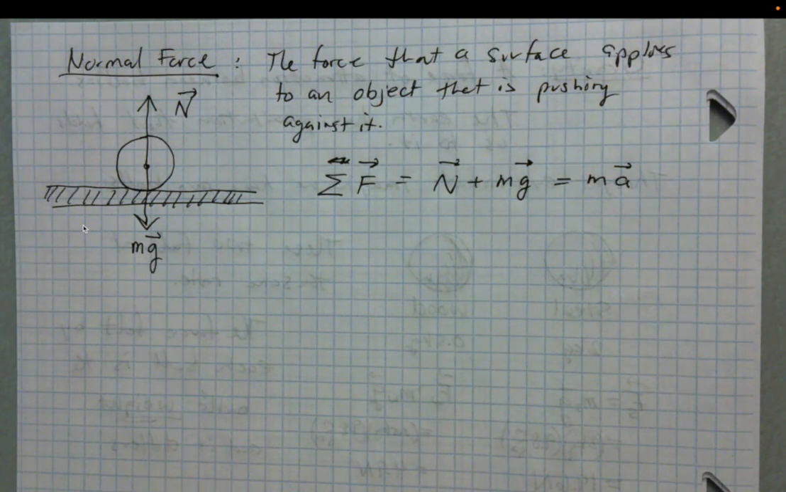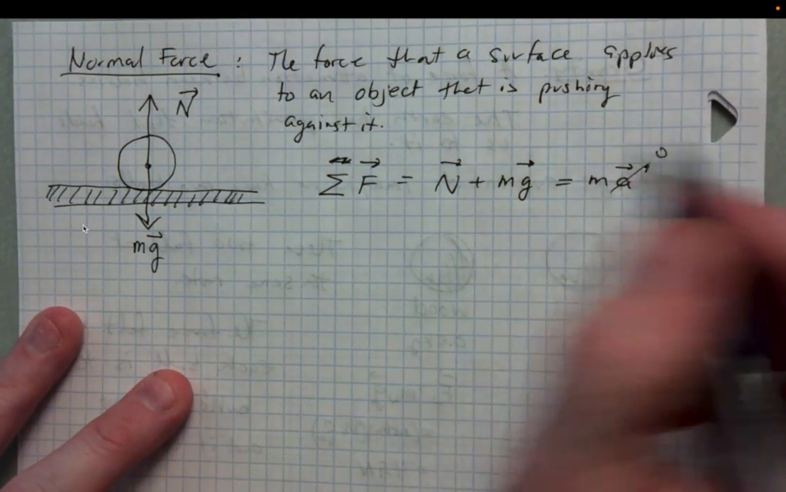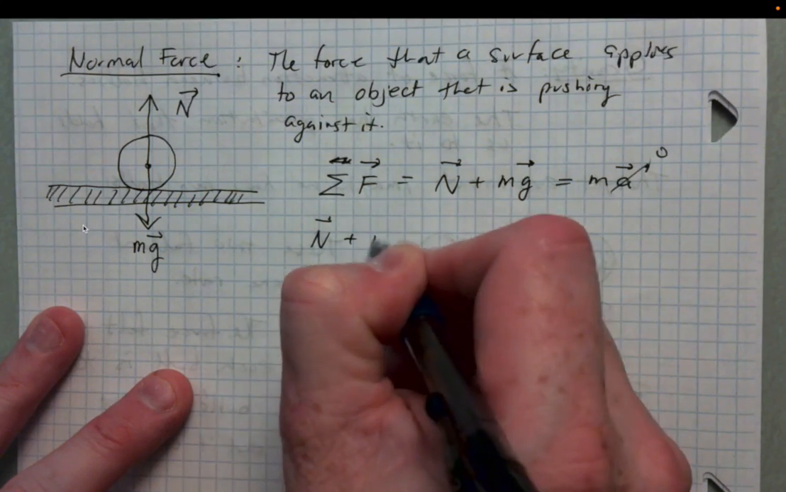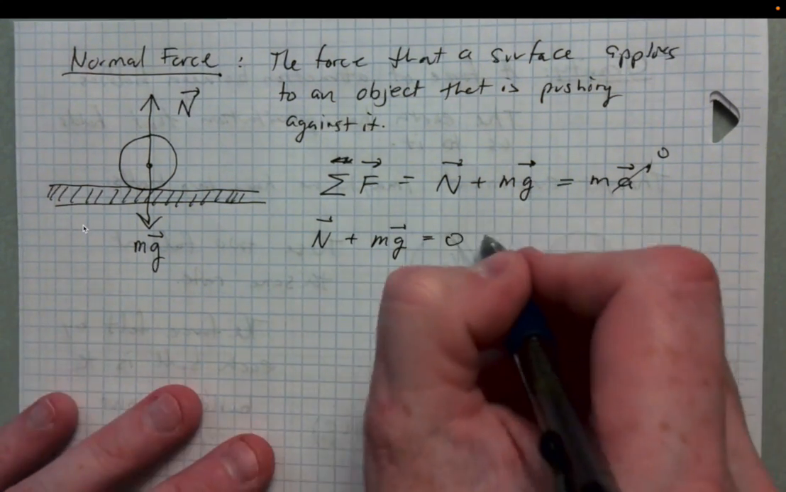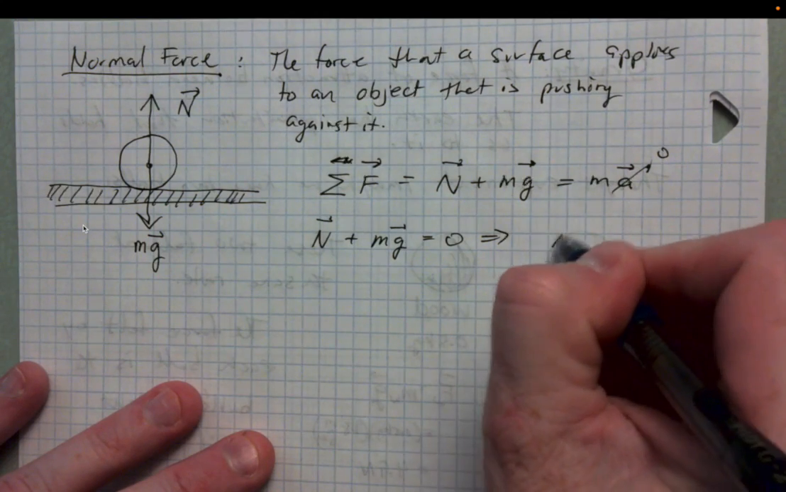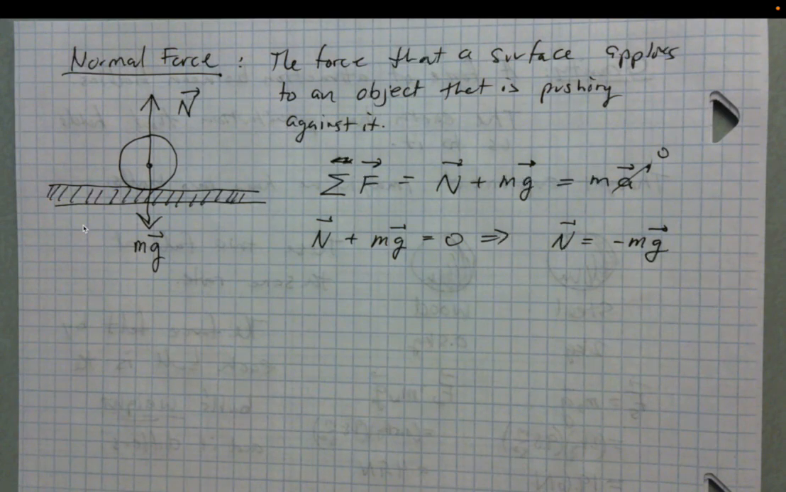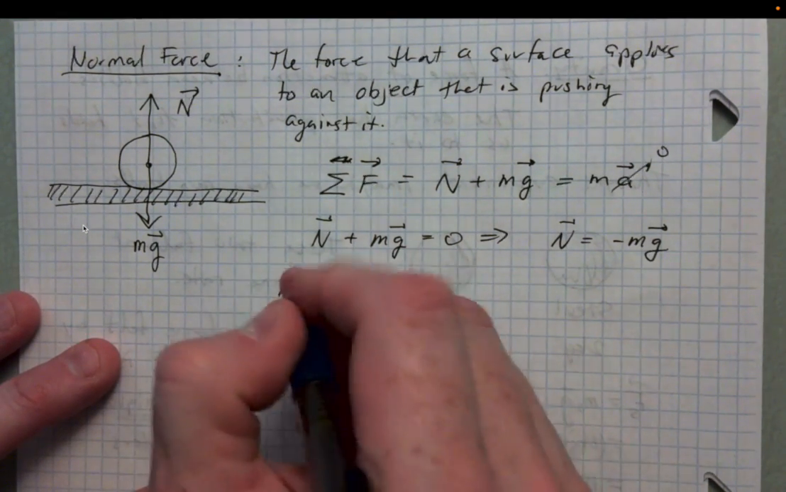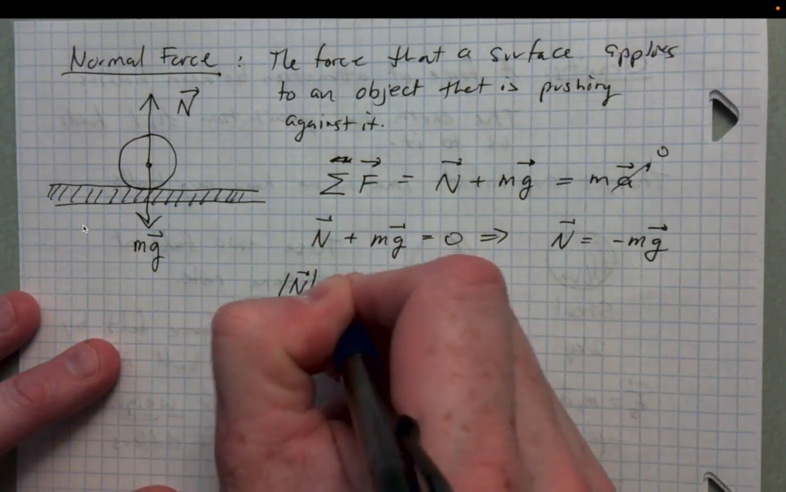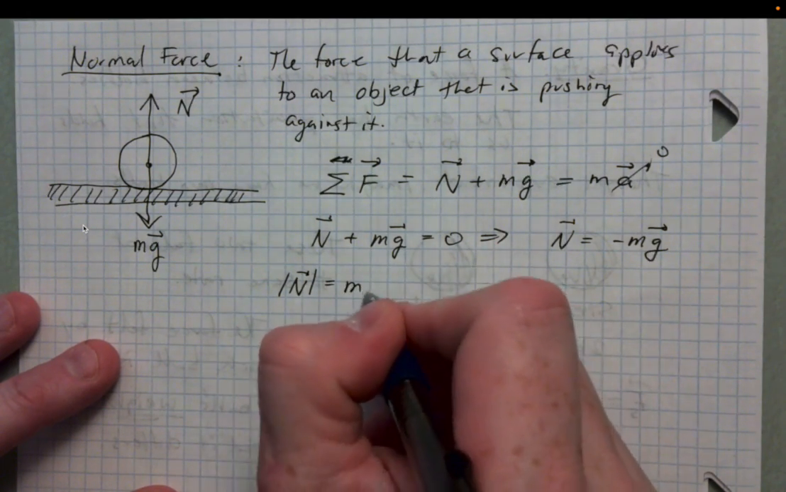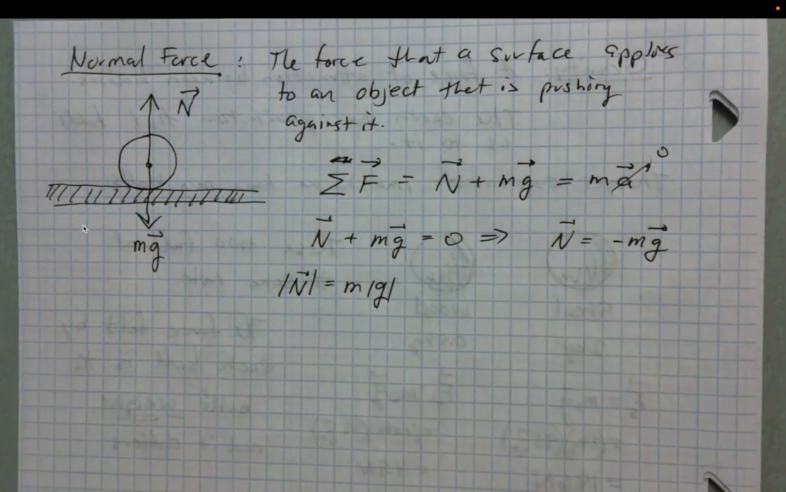Okay, and so let's just assume the ball is sitting on the table and it's not moving, and so it not only has no velocity, it's also assumed to have no acceleration. And so that means this is 0. So that means the normal force plus the object's weight must equal 0. And so the idea here is that the normal force is equal to the weight of the object, but in the opposite direction. Okay, and so this gets us to what the normal force is. The magnitude of the normal force is just equal to the mass of the object times the magnitude of the acceleration due to gravity.